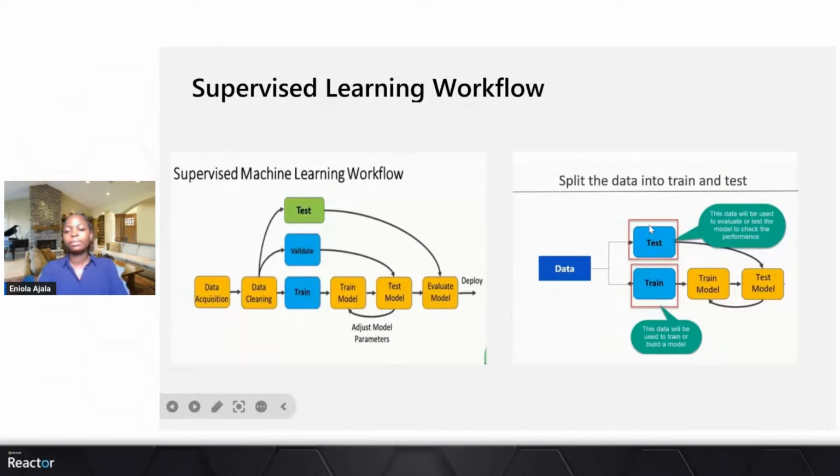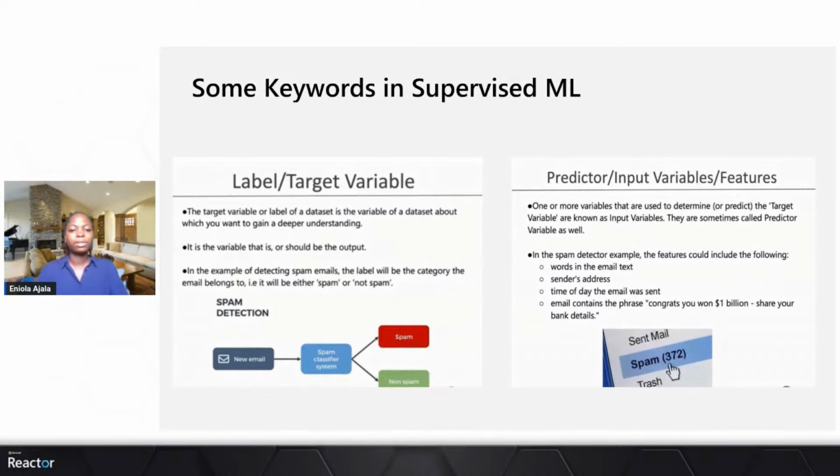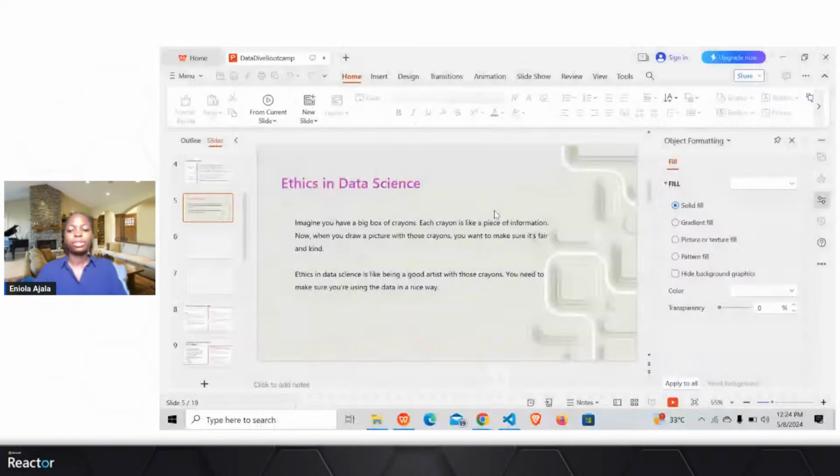The first one here is the label or target variable. The target variable or label of a data set is the variable about which you want to gain a deeper understanding. What do I mean by this? Let's quickly check the Visual Studio Code. This is the data I will be making illustration with. This price over here is actually the target variable.